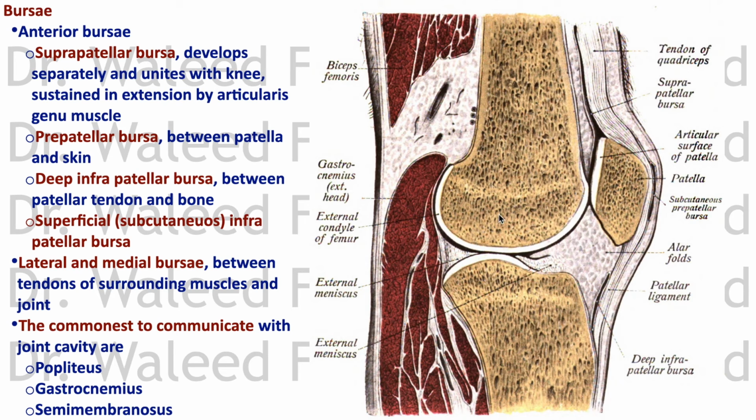Also around the knee, the lateral and medial bursae lie between almost every muscle and every tendon that passes the knee or is attached around the knee, and the knee itself. Some of them may communicate with the synovial cavity, and the most common to communicate with the synovial cavity are the popliteus bursa, the gastrocnemius bursa, and the semimembranosus bursa.